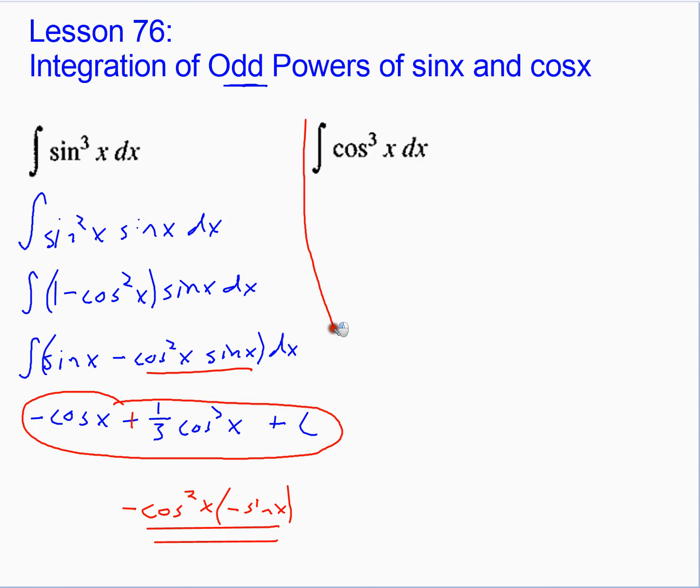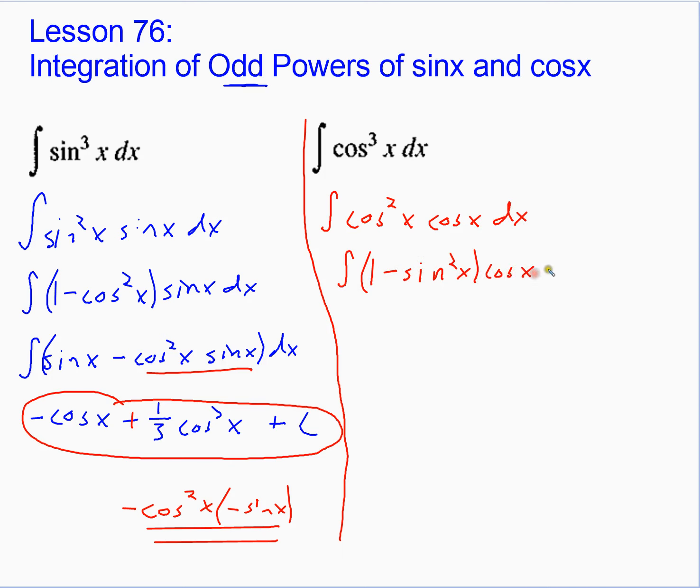All right, let's move on to this next one. It is going to be very much like the first one, except now we're going to split this up into cosine squared x times cosine x. Again, we'll use our Pythagorean identity. So instead of cosine squared, we can put 1 minus sine squared. We will then distribute this cosine x, and so we have cosine x minus sine squared x cosine x.